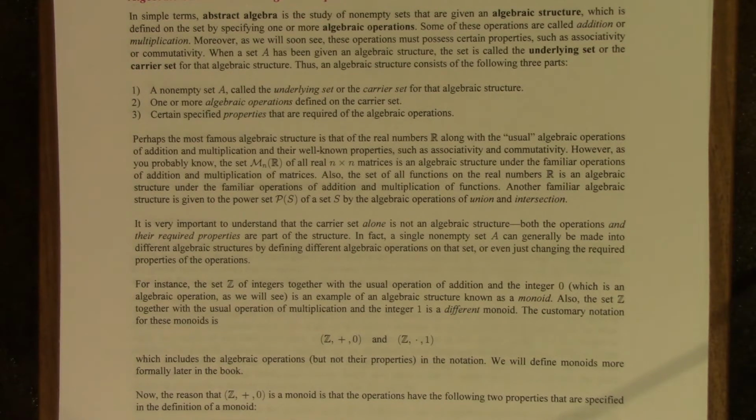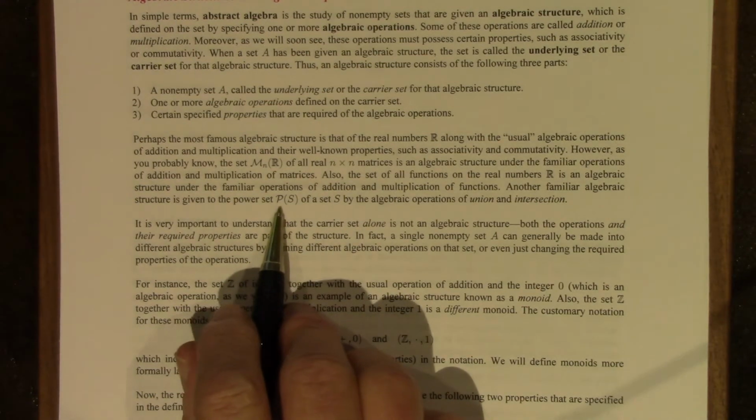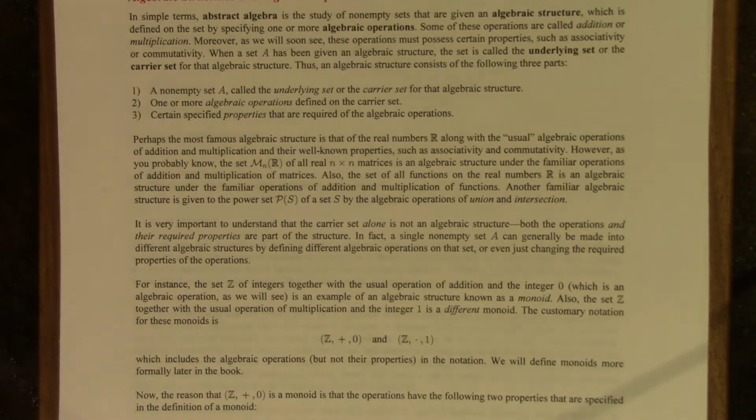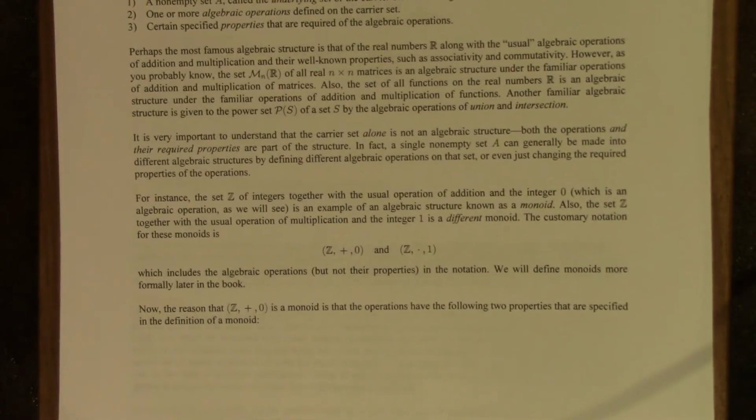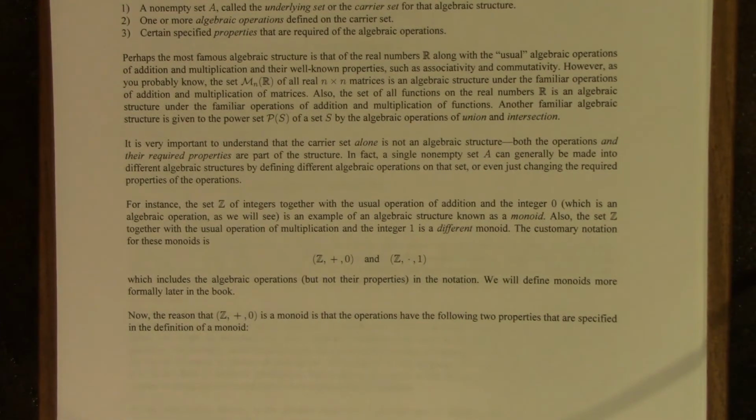Another familiar algebraic structure is given to the power set, P(S), of a set S, by defining the algebraic operations known as union and intersection. Now, it's very important to understand that the carrier set alone is not an algebraic structure. Both the operations and their required properties are part of the structure. As a matter of fact, a single non-empty set can generally be made into many different types of algebraic structures by defining different algebraic operations on the set, or even just changing the required properties of the operations.